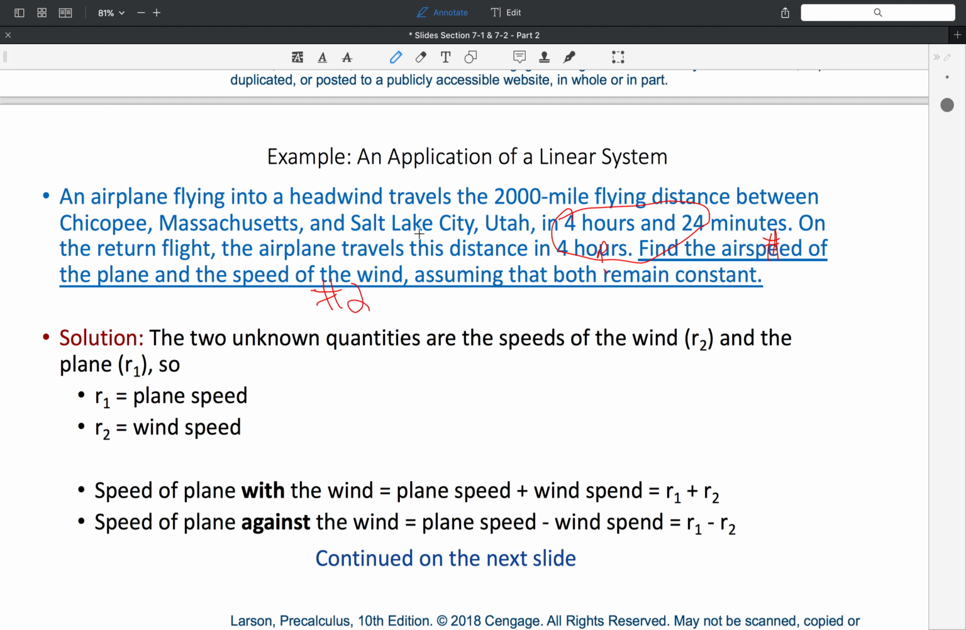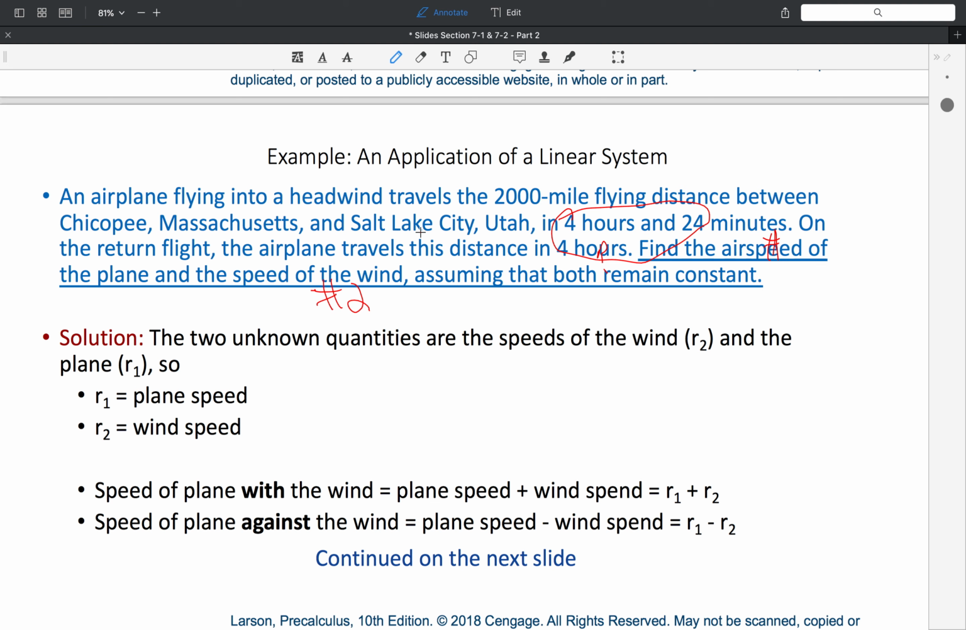Okay, so again, I'm going to read it again. I think it's good to do that twice, especially since I was talking a lot, and then go back and look over it. An airplane flying into a headwind travels the 2,000-mile flying distance between Chicopee and Salt Lake City in 4 hours and 24 minutes. On the return trip, the airplane travels this distance in 4 hours. Find the airspeed of the plane and the speed of the wind, assuming that they both remain constant.